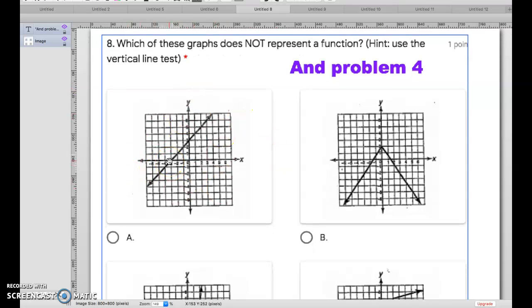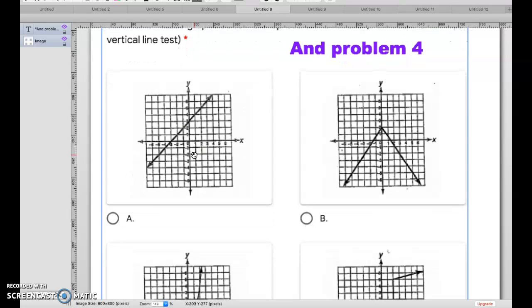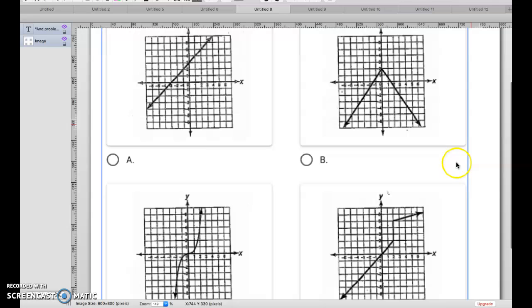Okay, the vertical line test says if you make a vertical line and your graph goes through that vertical line more than once, then it is not a function. So basically you are looking for the choice here where you draw a vertical line anywhere on the graph and your graph goes through that vertical line more than once. That would mean it is not a function.